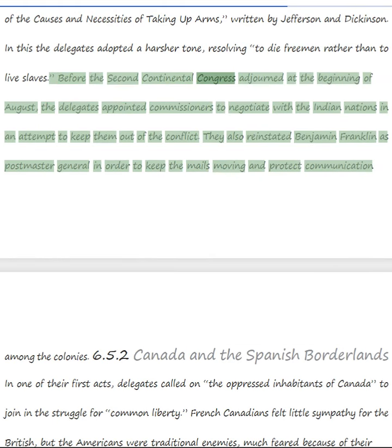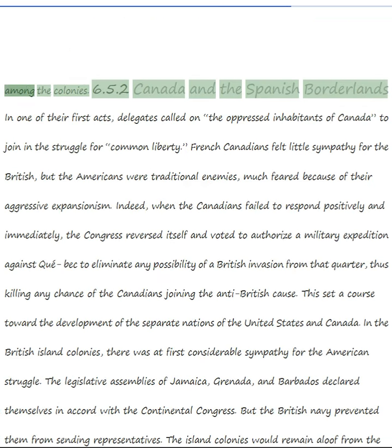Before the Second Continental Congress adjourned at the beginning of August, the delegates appointed commissioners to negotiate with the Indian nations in an attempt to keep them out of the conflict. They also reinstated Benjamin Franklin as Postmaster General in order to keep the mails moving and protect communication among the colonies.